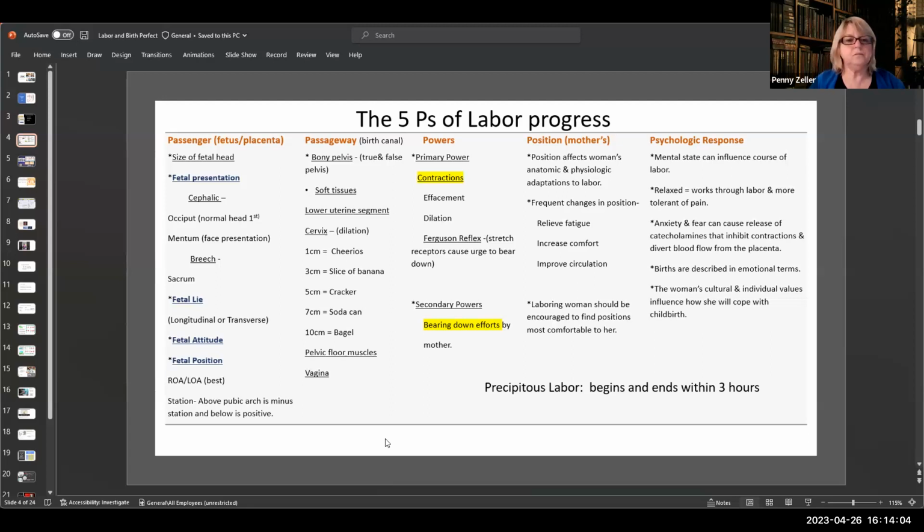Okay. So remember, or not remember, but precipitous labor is a labor that begins and ends within 3 hours. That's too fast. That's too fast. It can cause injury to the fetus or the mother. Okay, so this is a high risk situation, and she might even bleed too much after labor. So she's at risk for a postpartum hemorrhage.